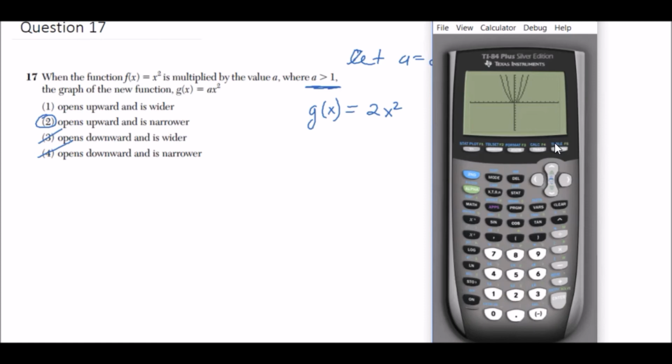So this is a really, really simple question if you use your calculator. Doing it by hand is a little more tedious. You'd have to recognize that the y values accelerate faster. So we just recommend using the calculator for this one and making our lives a lot easier.